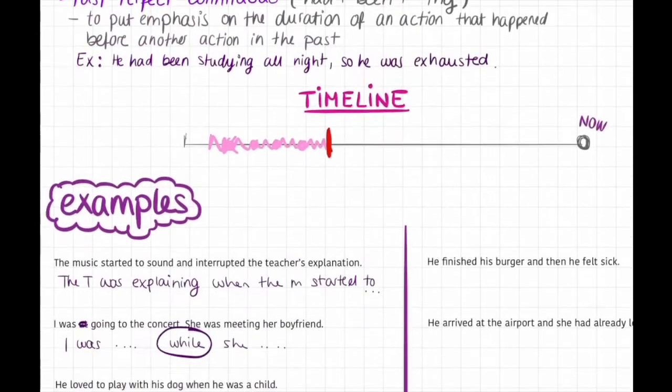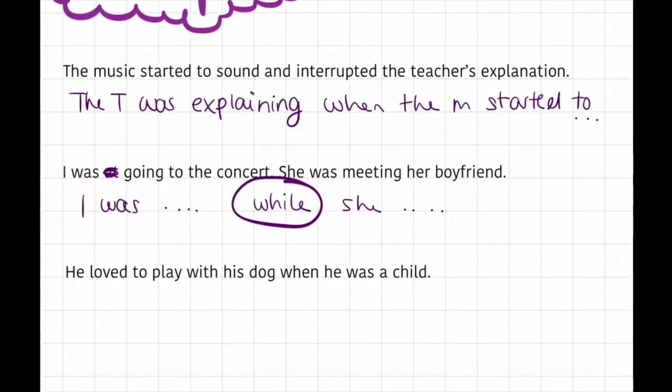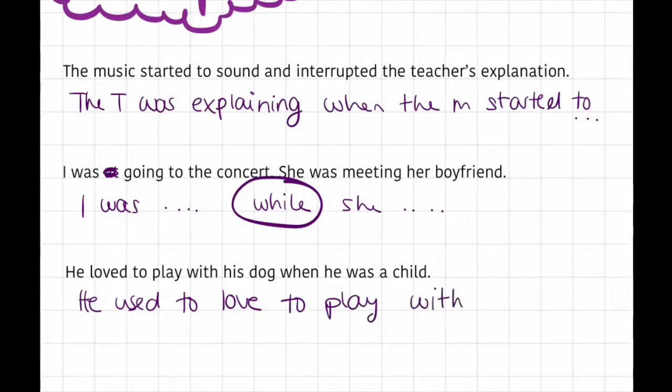An example of this would be, he loved to play with his dog when he was a child. So we are using the past simple to express a habit, but we want to use used to. He used to love to play with his dog when he was a child. So we're using used to instead of the past simple.